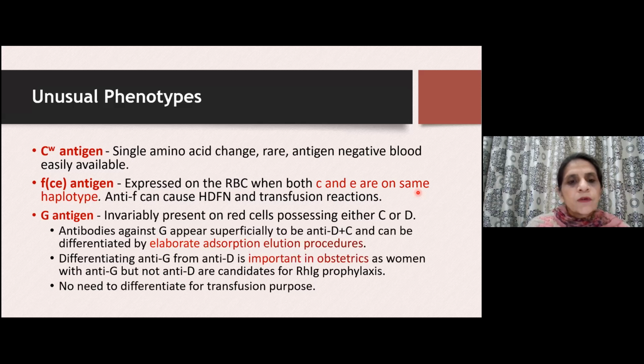However, if there is an anti-D plus C in a pregnant woman, then it is important to differentiate it from anti-G, because if the woman has only anti-G, then she is a candidate for Rh immunoglobulin prophylaxis. However, if she has both anti-G and anti-D, then probably she is not a candidate for Rh immunoglobulin prophylaxis. So it is important to differentiate D from G in obstetric patients.